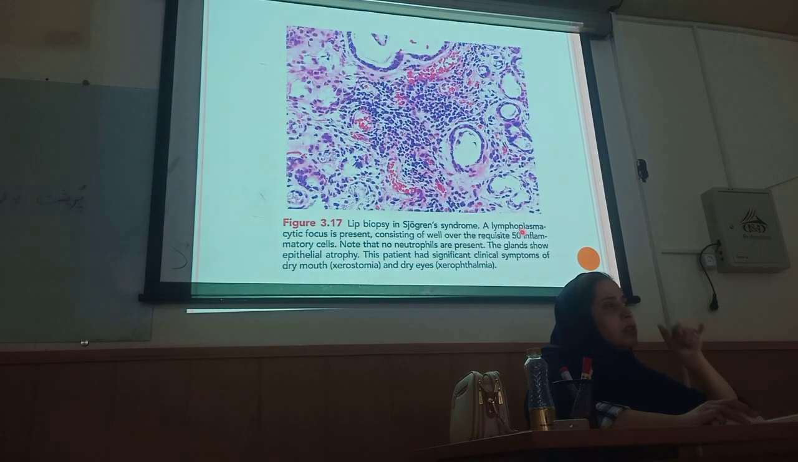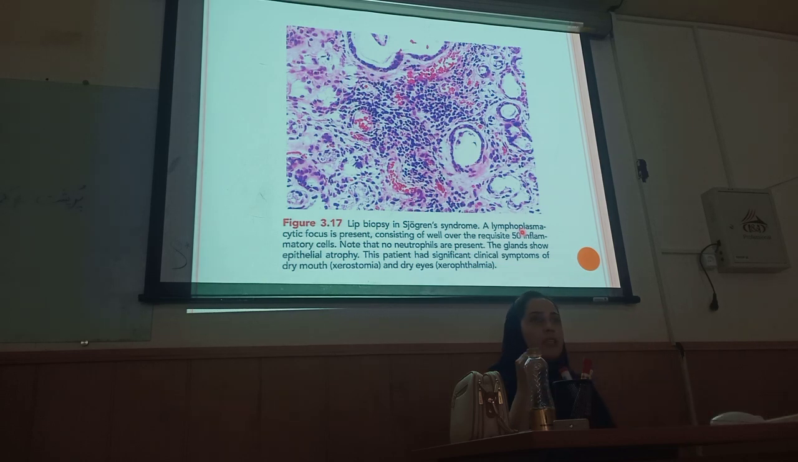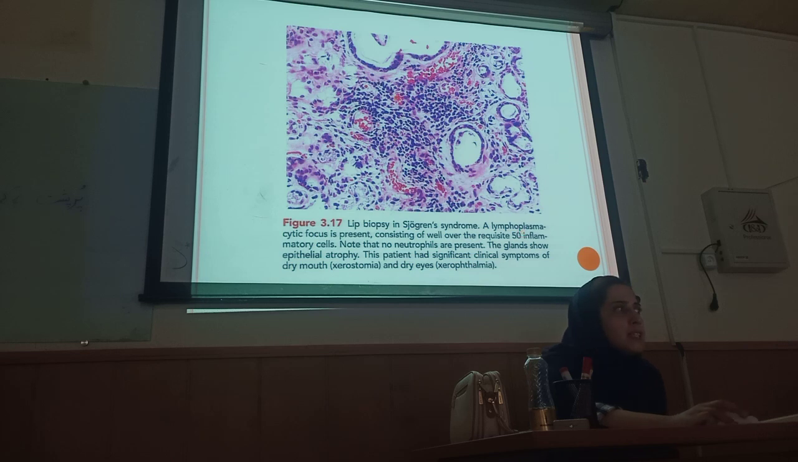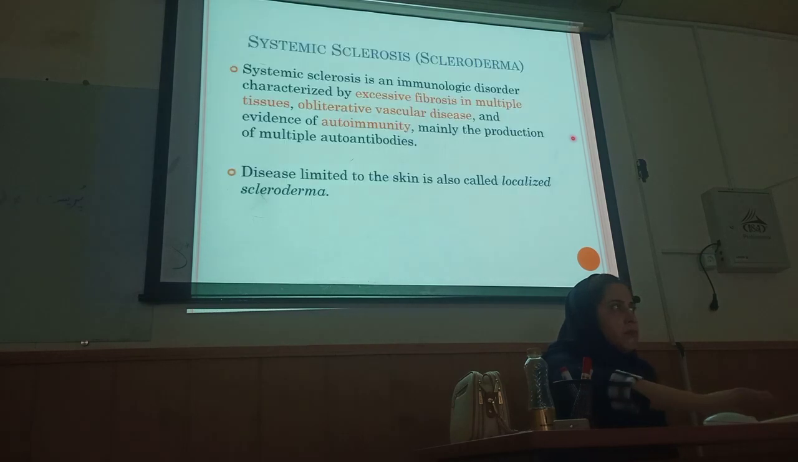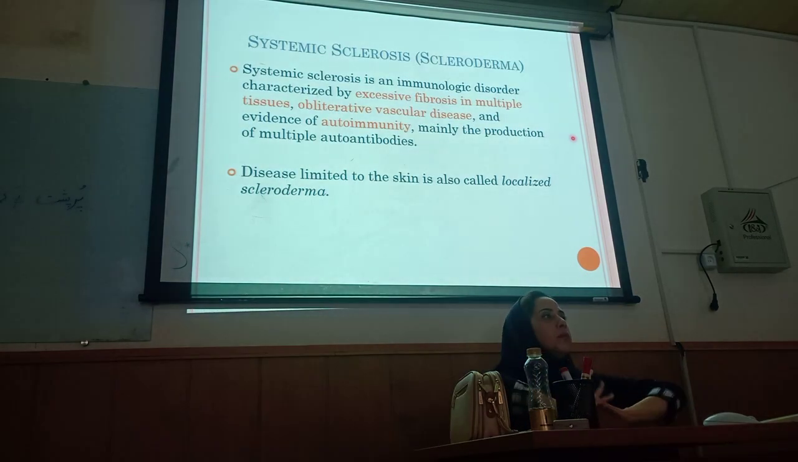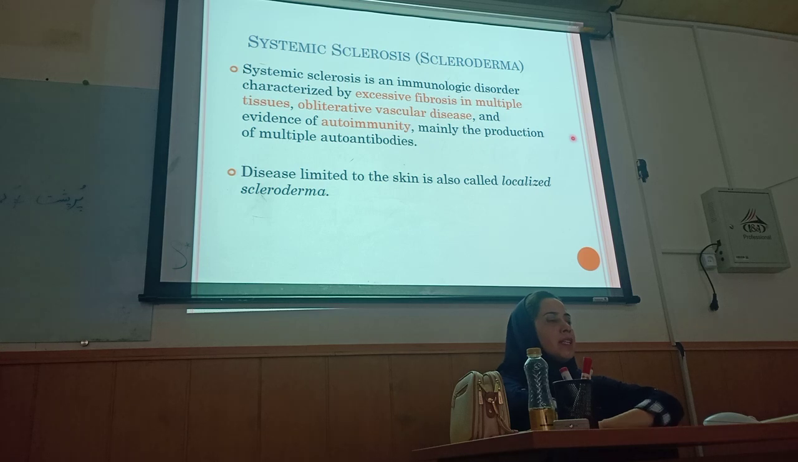And many times we use lip biopsy for detection of changes of Sjögren's syndrome. And in lip biopsy, for example, in this biopsy, we can see lymphocytic infiltration, we can see atrophy of glands, which are seen in Sjögren's syndrome. The next autoimmune disorder is systemic sclerosis or scleroderma.